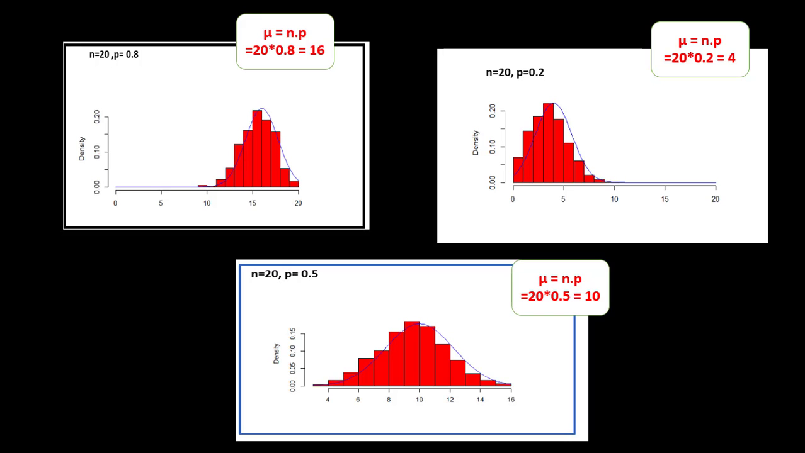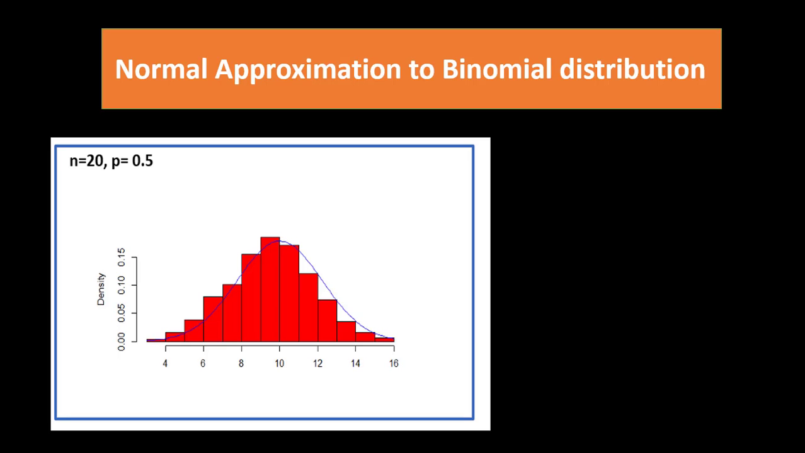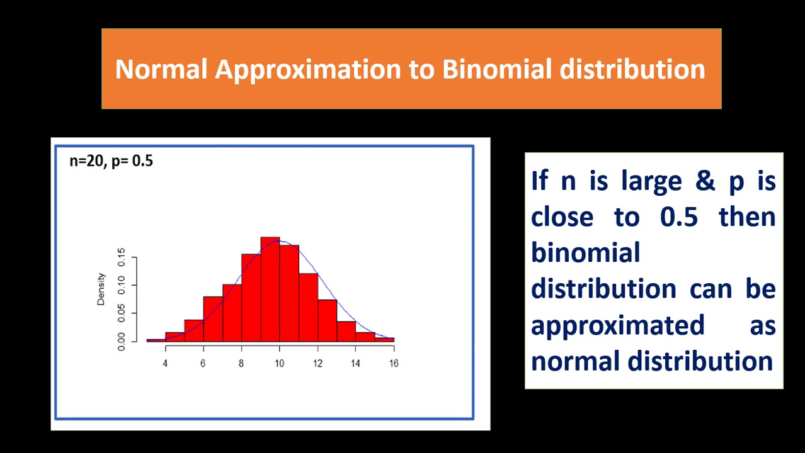So now let's go to the concept of normal approximation of binomial distribution. What does it mean? It means that if n is large and p is close to 0.5, then binomial distribution can be approximated as normal distribution. This we have seen. In this case, the number of trials is 20 and the probability of success of any single trial is 0.5. So if you plot the histogram, then it would resemble the curve of normal distribution. This property we are going to use in our lectures on sampling distribution.